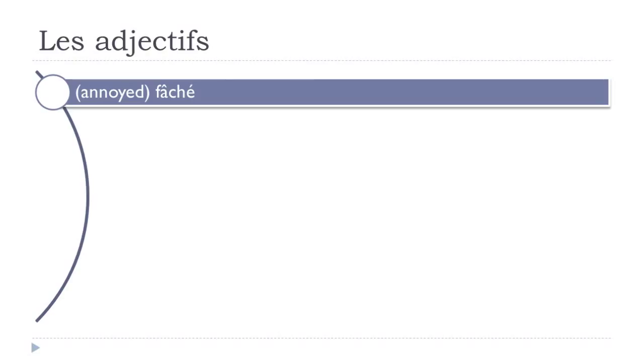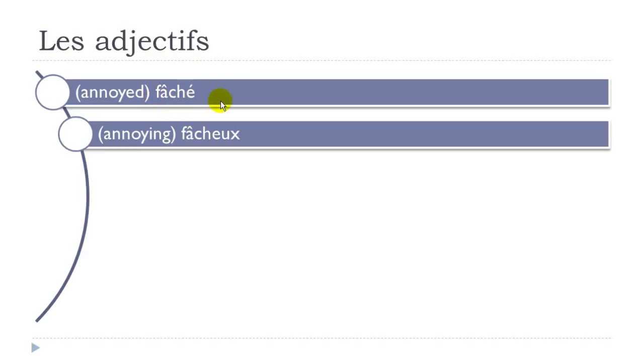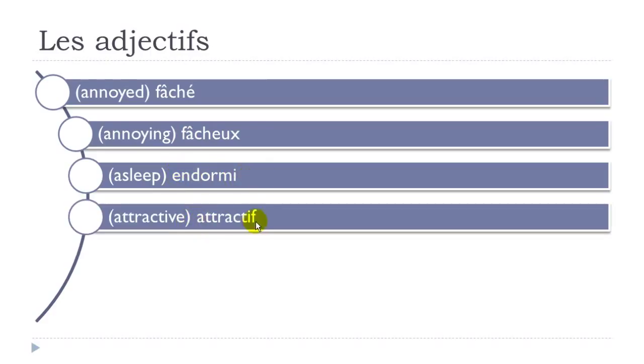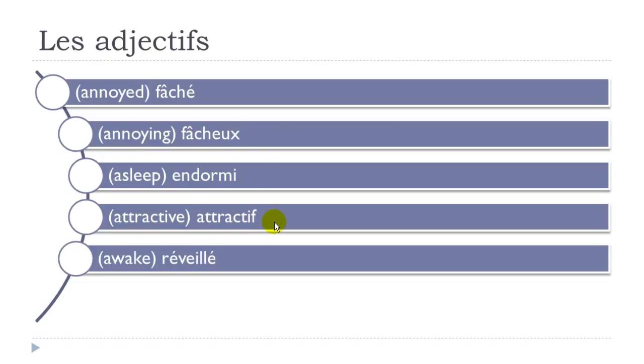Fâché. Okay, so remember that here, even if you've got this accent circonflexe on the top of A, technically it doesn't really change the pronunciation. Fâché. Fâcheux. So final X not pronounced, and then you get your combination of E, U, E. Fâcheux. Endormi. Remember, E-N, en. Endormi. Attractif. Réveillé. Okay, I-double-L-Y. Réveillé.